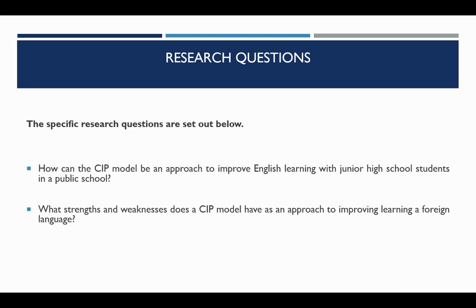Okay, and then we move on to the research questions. The specific research questions are set out below. First of all, how can the CIP model be an approach to improve English learning with junior high school students in a public school? Okay, I repeat the question. How can the CIP model be an approach to improve English learning with junior high school students in a public school? And the second research question is: what strengths and weaknesses does a CIP model have as an approach to improving learning a foreign language?